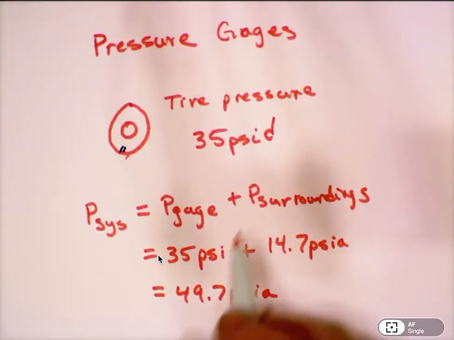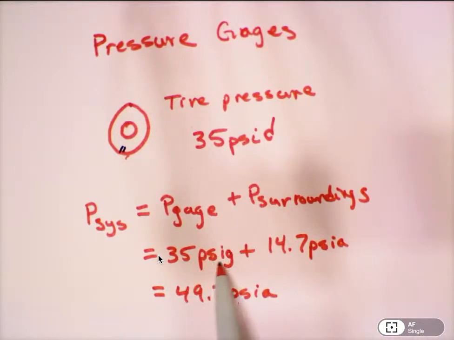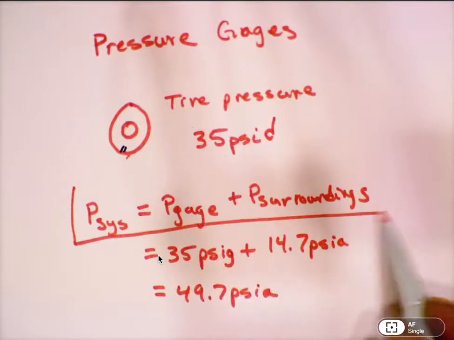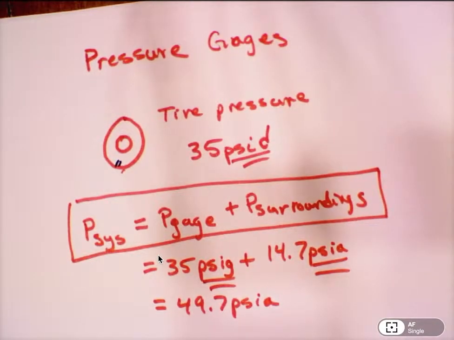Now gauges typically read a difference, but we typically use the symbol PSIG, and that's for gauge. All right, so here's the equation. The concepts are pounds per square inch absolute and pounds per square inch difference, and we often use pounds per square inch gauge for that.